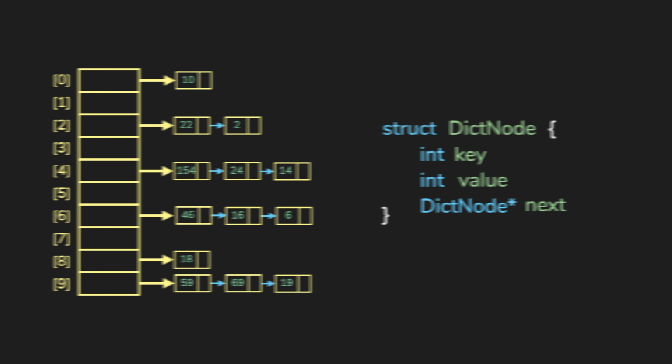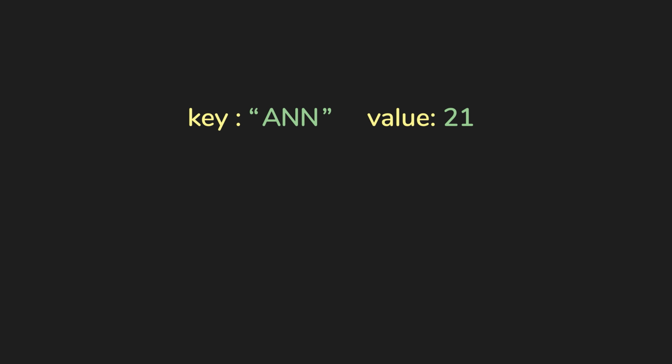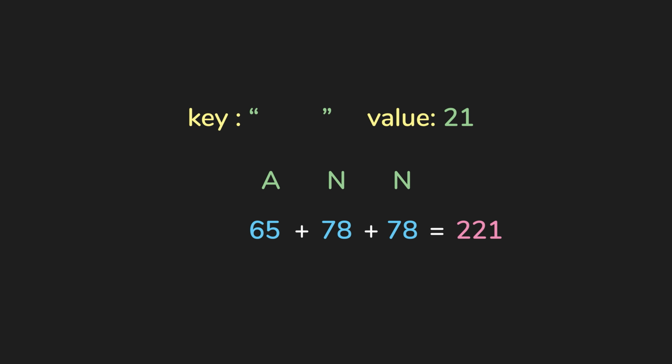Another question you might ask is, what if we want keys that are strings instead of integers? Well, one possible way is to look at every character in the string, convert them into integers using ASCII, add them together, and then mod them.